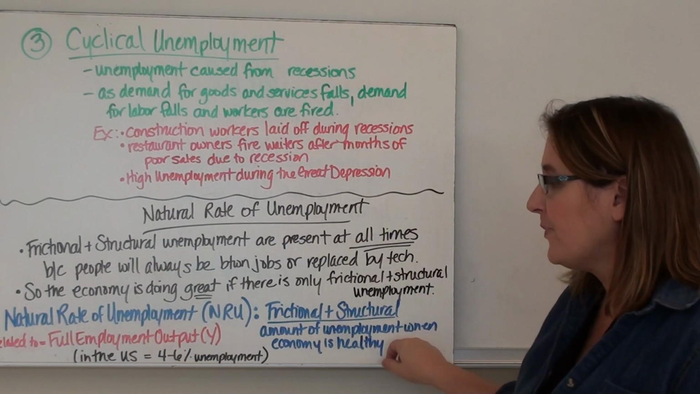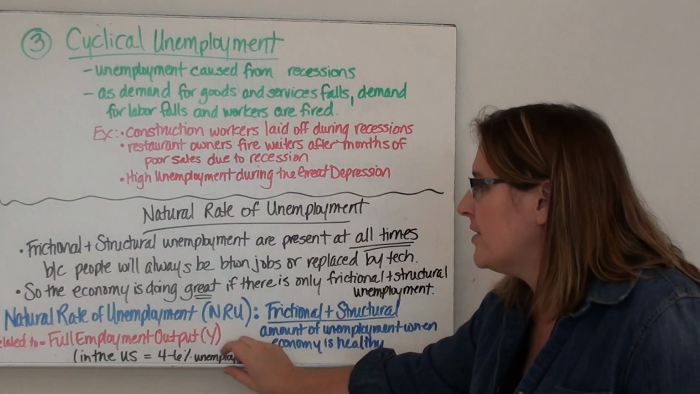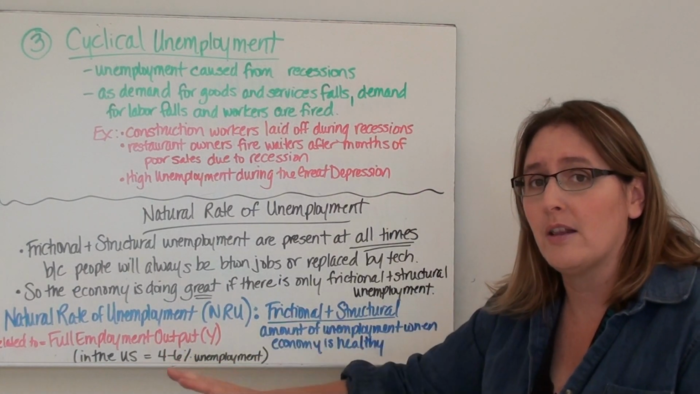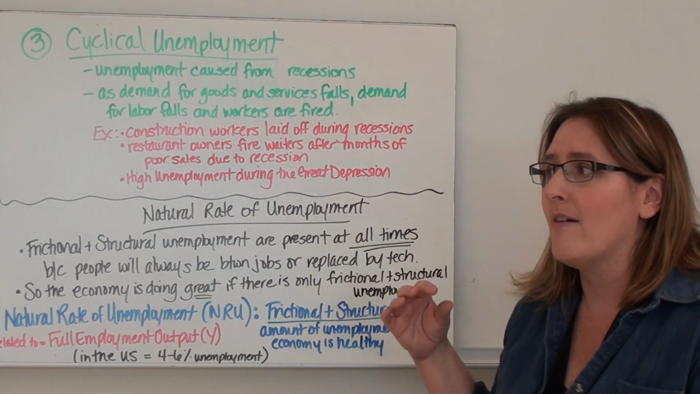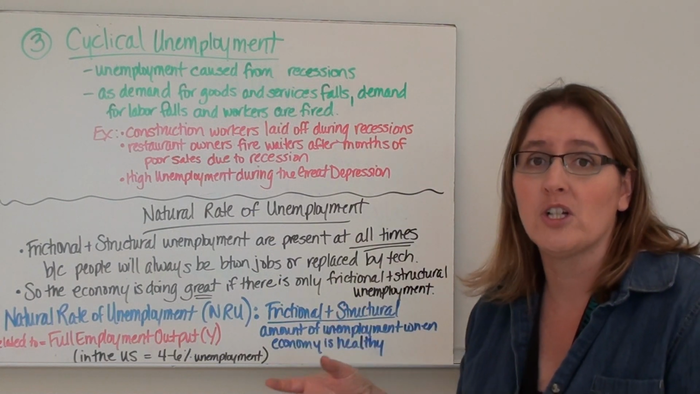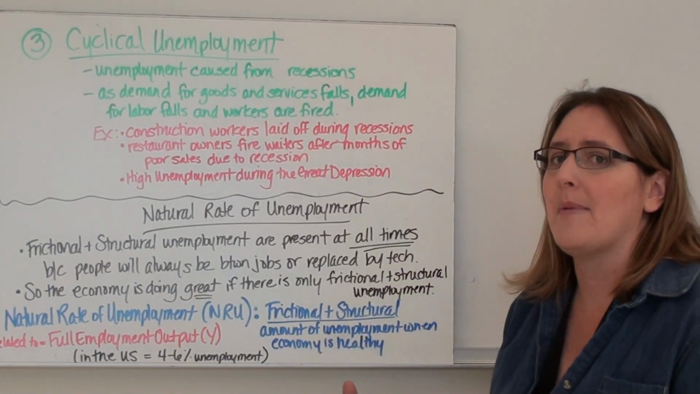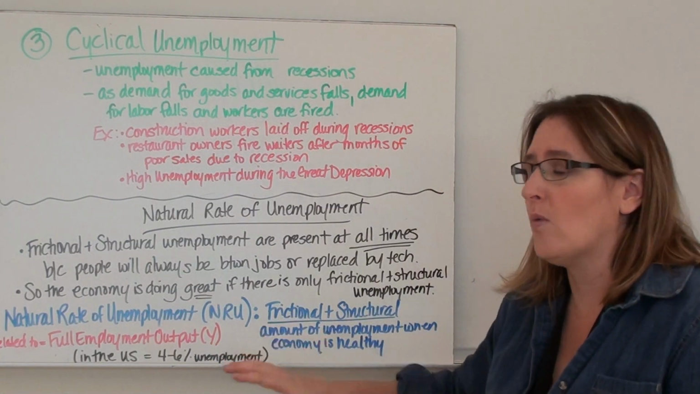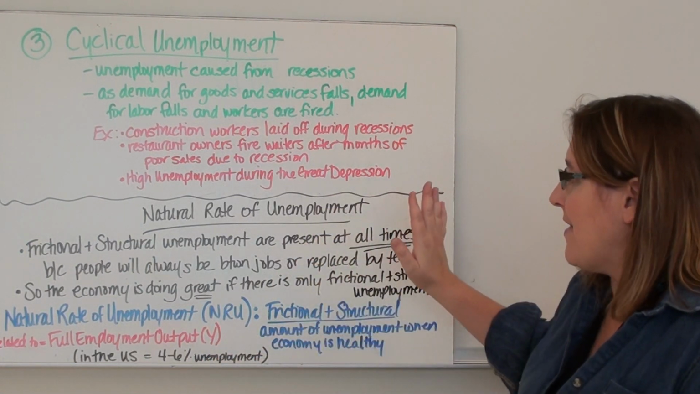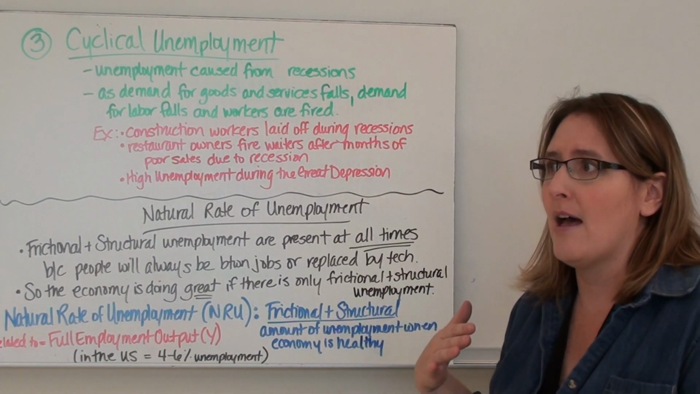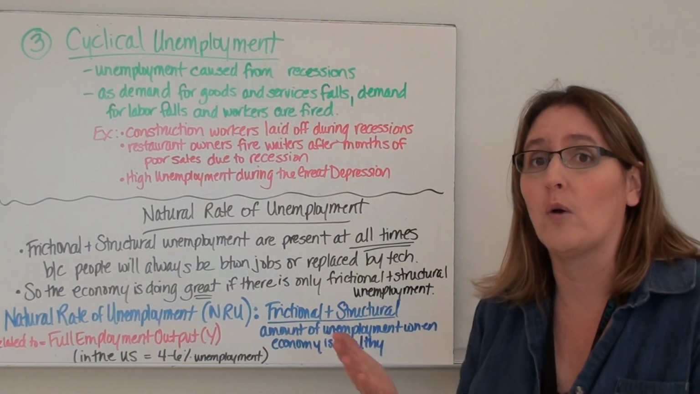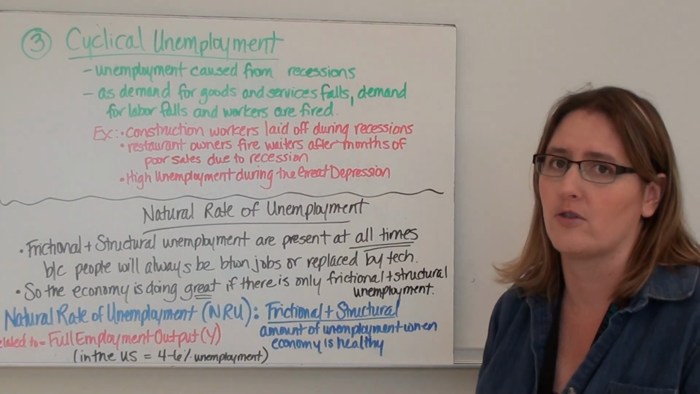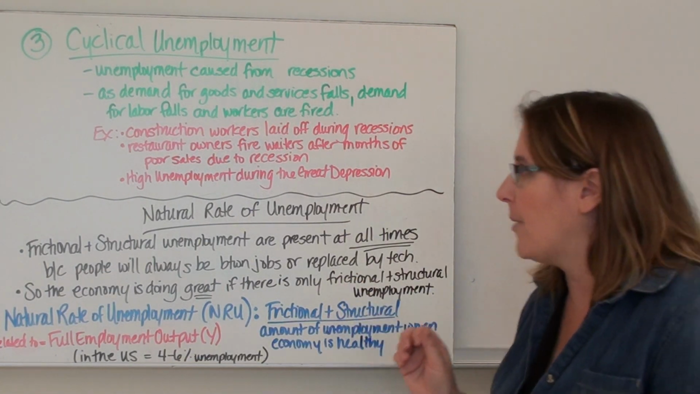This number is also related to full employment output. When everybody's working like they're supposed to be, we're going to have a certain amount of GDP that we should have, and we call that full employment output, or in abbreviation we call it Y. I don't know why we use Y, but we do. So again, the natural rate of unemployment is the amount of unemployment that we have when we are running smoothly, when we're healthy, and it just includes frictional and structural, not the cyclical.